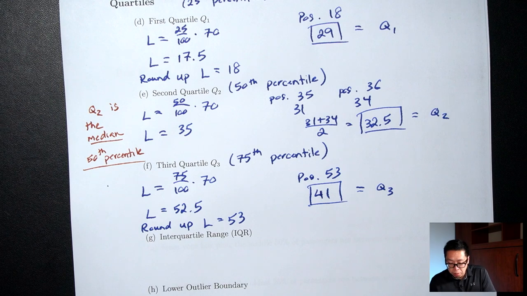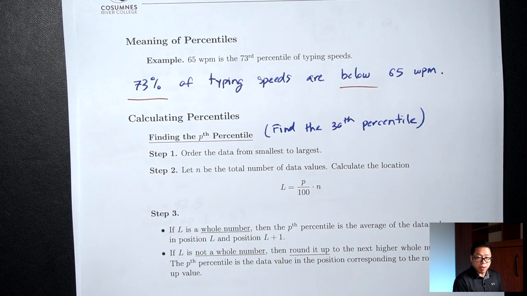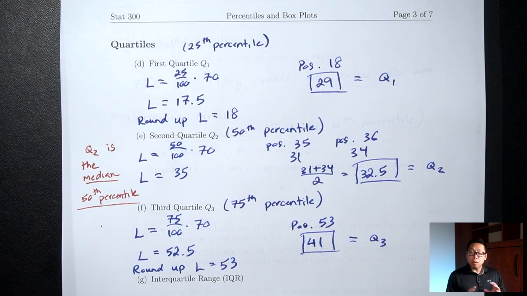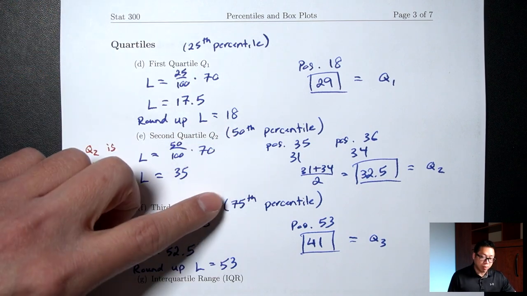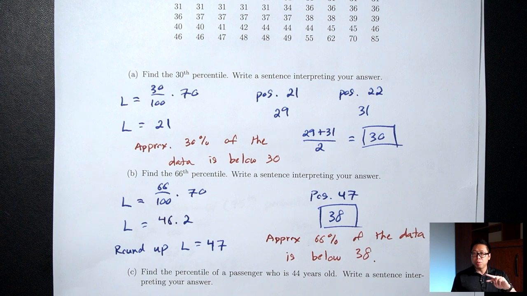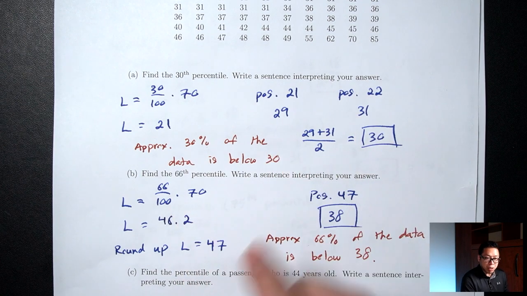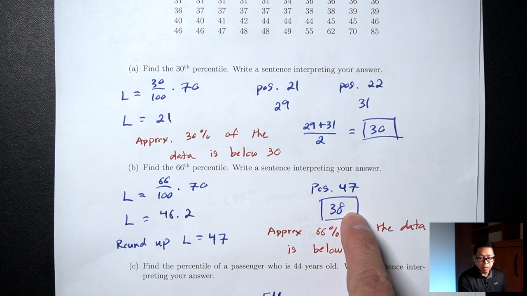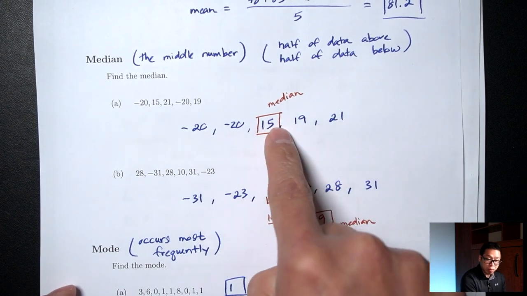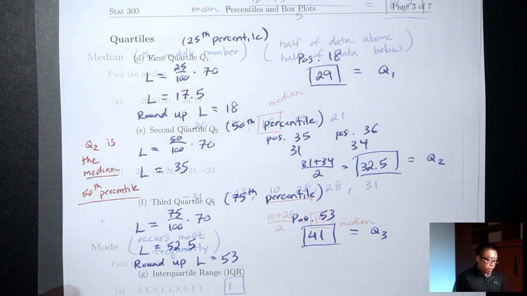So now that we have this formula for L, right? When you find the 50th percentile, you're really finding the median. So this L formula now gives you a way to get directly to the middle number. Now that we found some percentiles, we found the 25th percentile, 50th percentile, 75th percentile, and in parts A and B, we found the 30th percentile and the 66th percentile. You might be wondering why there are those two situations in step three. Why sometimes you have to find two numbers and average them, and why sometimes you round up and just find a single number in that position. And the reason has to do with the same reason why when we found median, there were two situations. There was a situation where there's a number right smack in the middle, and then there was a situation where there's two numbers in the middle, and we had to average them. That's why.